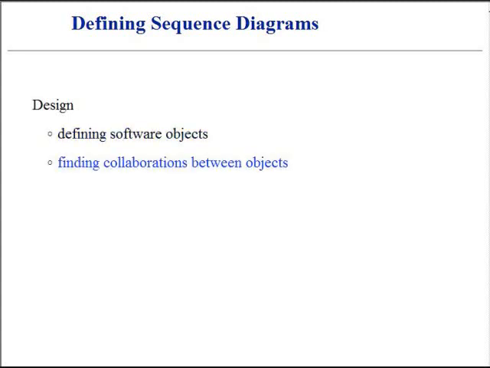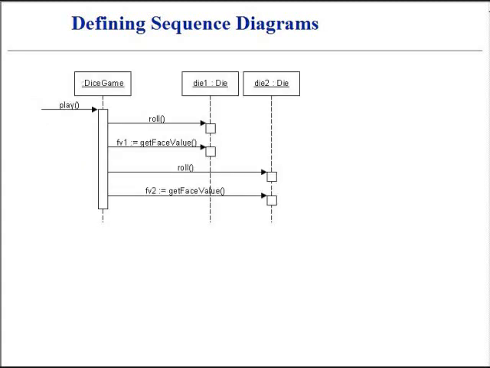Object-oriented design is concerned with defining software objects and finding collaborations between the objects. A common notation to illustrate these collaborations is the sequence diagram. It shows the flow of messages between software objects, and therefore, the invocation of methods. Sequence diagram illustrates messages sent between software objects.